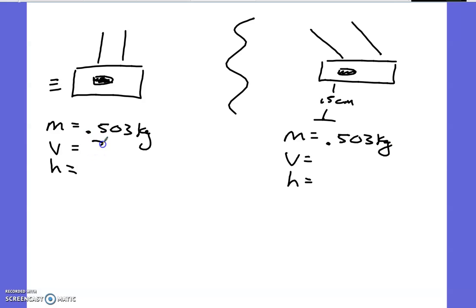We're trying to find this speed right after the collision. That is our initial speed. We know that the speed at the end, when it's reached its maximum height, is 0 meters per second. Our initial height is 0 meters because it starts at the bottom, and then the final height is 15 centimeters. But we're going to have to convert that to meters. To convert from centimeters to meters, we divide by 100, and we get the final height to be 0.15 meters.